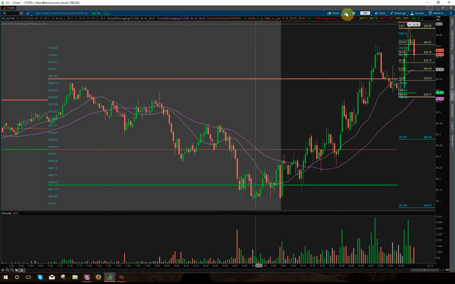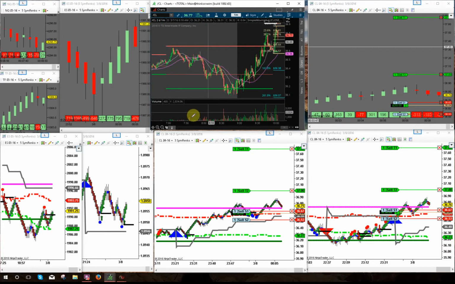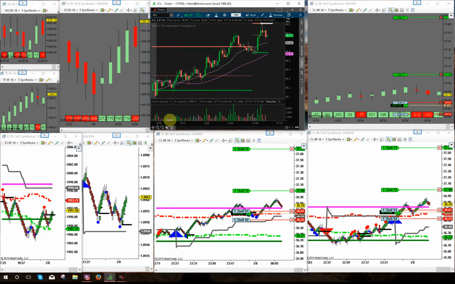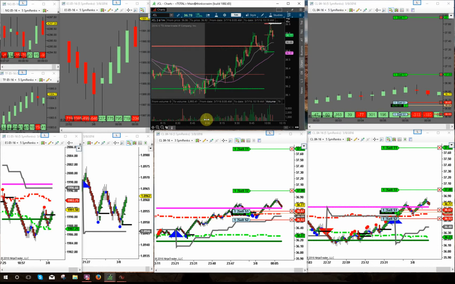And if it doesn't break today and comes back down, it could be a break later in the afternoon or maybe even tomorrow, depending on what the price action shows, if it holds this level right up here. So see what happens.